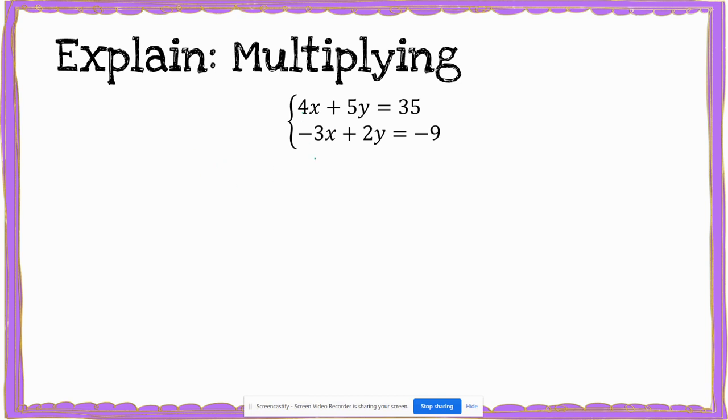If I think about 4 and 3, I know that they have a multiple of 12 in common. So if I needed to get 4 to be 12, I would multiply by 3. So I'm going to multiply this first equation by 3.